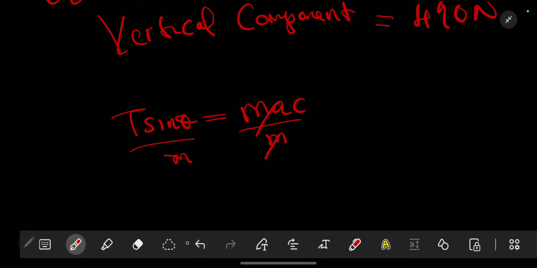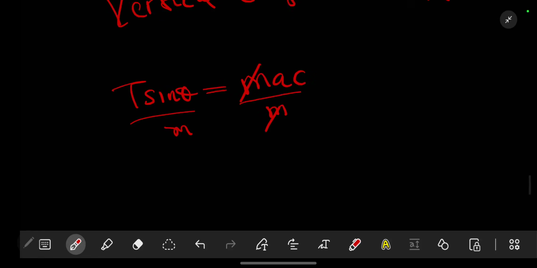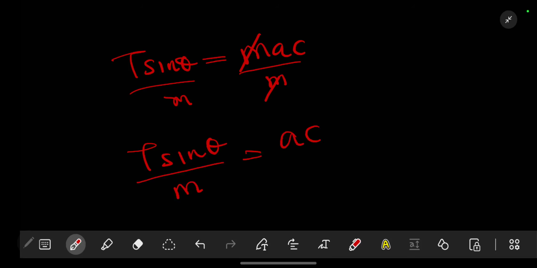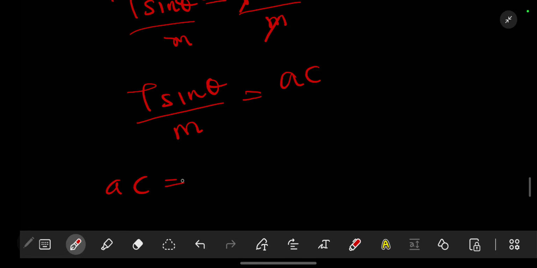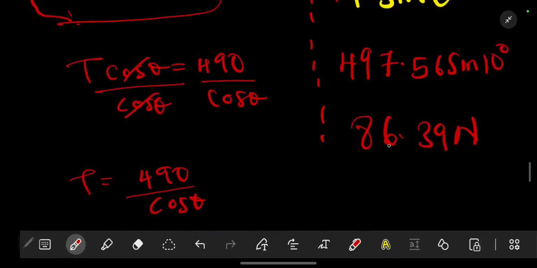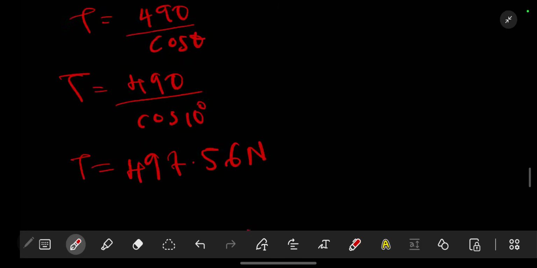This gives us T sine of theta over our mass should be equal to AC. So our AC should be equal to T sine of theta. If you want, you can replace the 497 and then say sine of 10, but you already know the whole value of T sine of theta is equal to 86.39.